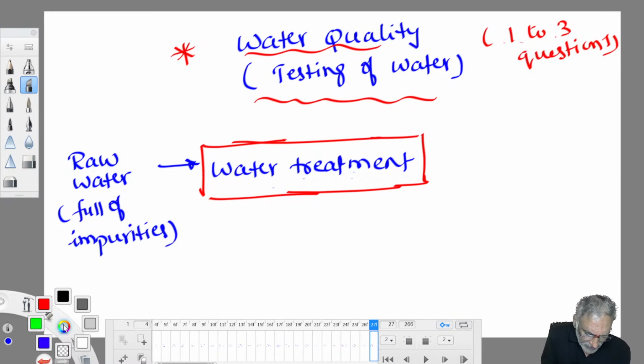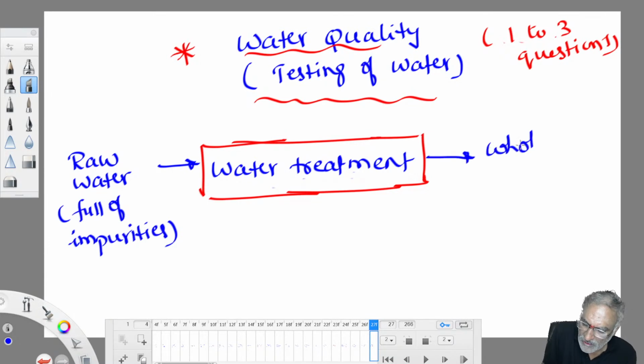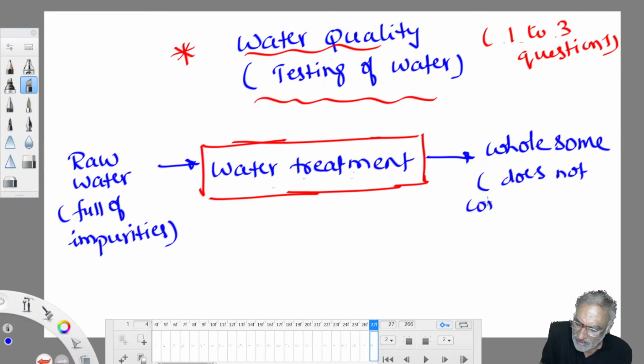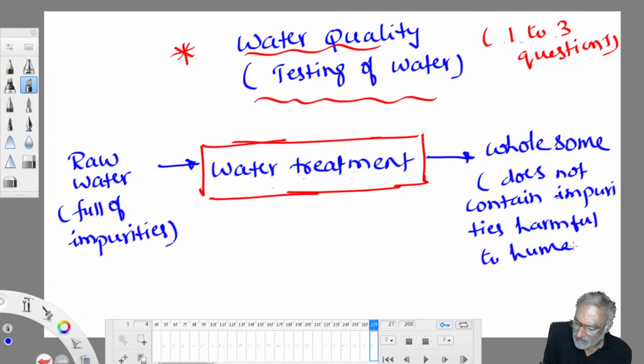Then after treatment, this water becomes wholesome water. What is wholesome water? Wholesome water is that water which is not 100% pure, at the same time does not contain anything harmful to human life. It does not contain impurities harmful to human health. Such type of water is called wholesome water.